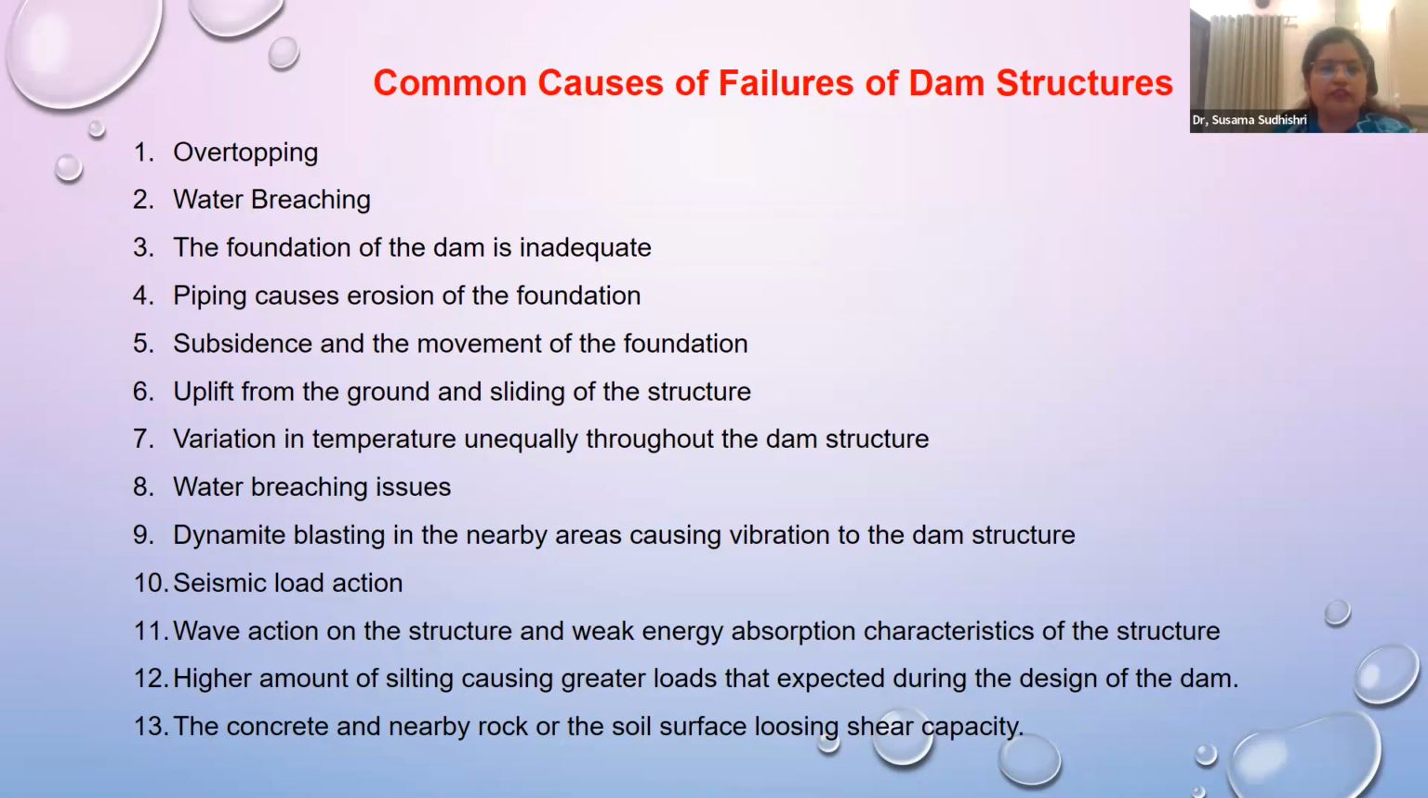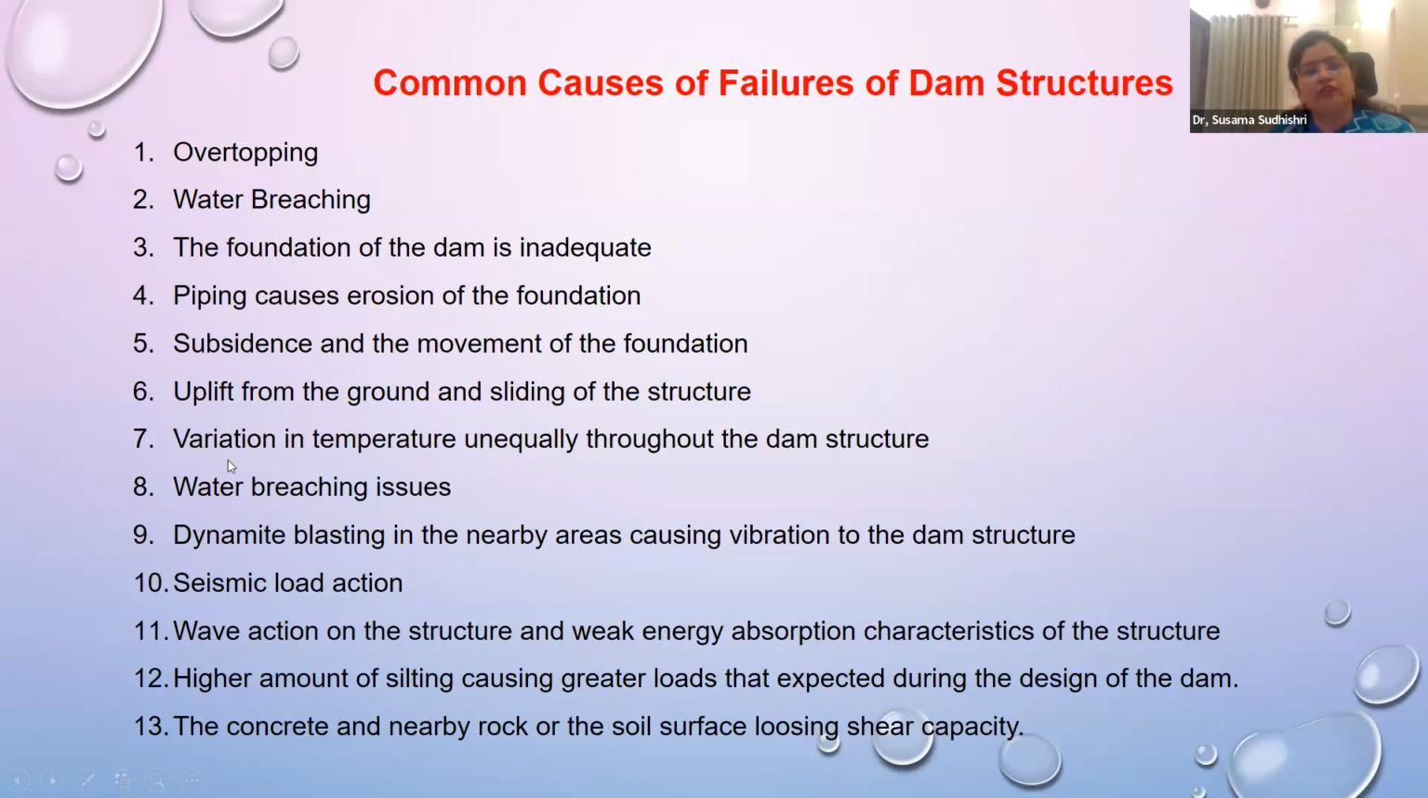Due to the intensity of irrigation, that is the main problem of overtopping. And there may be water breaching, or the foundation of the dam may be inadequate. Another main cause is piping, and the subsidence and movement of the foundation. Due to uplift pressure, there is also a problem, and the sliding of the structure.